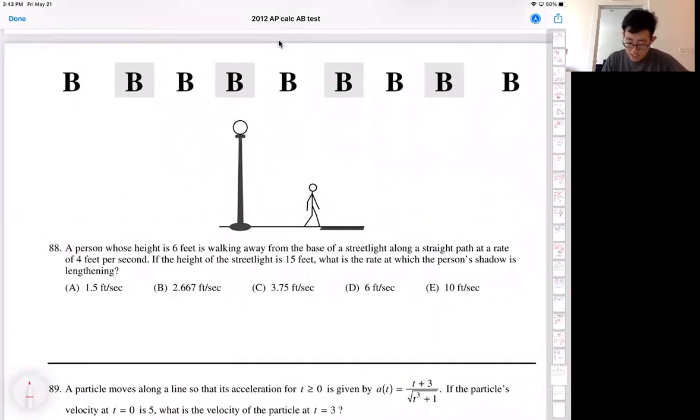A person whose height is 6 feet is walking away from the base of the street light along a straight path at a rate of 4 feet per second. So we say that the moving away from the street lamp is about 4 feet per second. If the height of the street light is 15, what is the rate at which this person's shadow is lengthening?